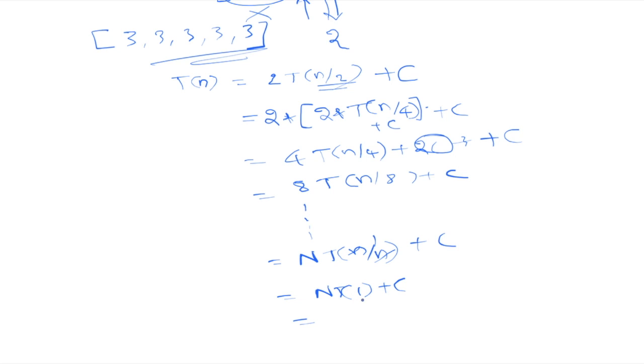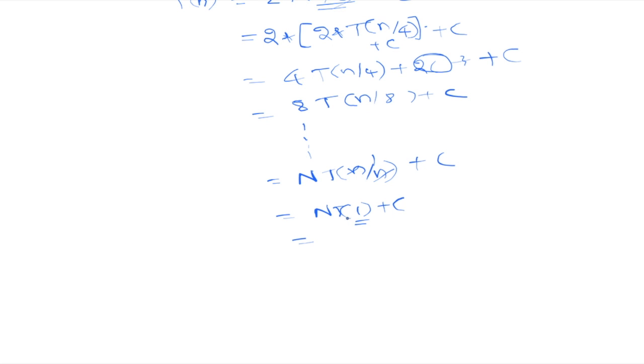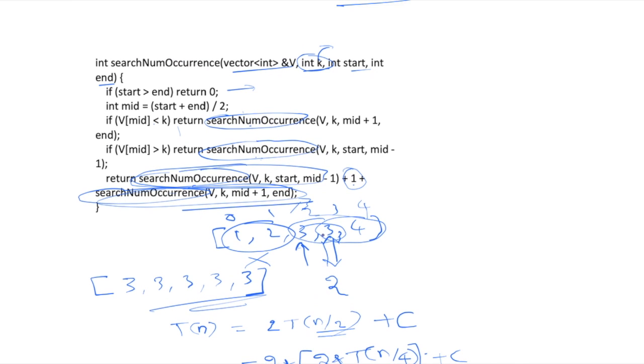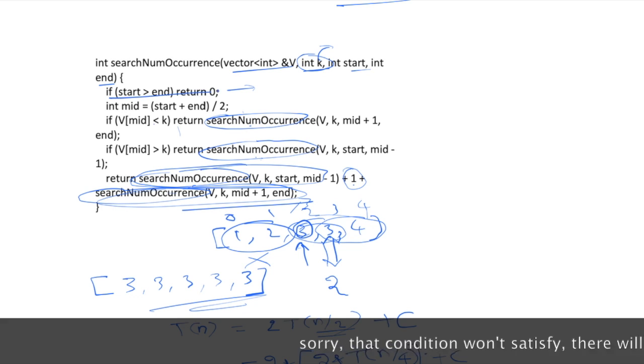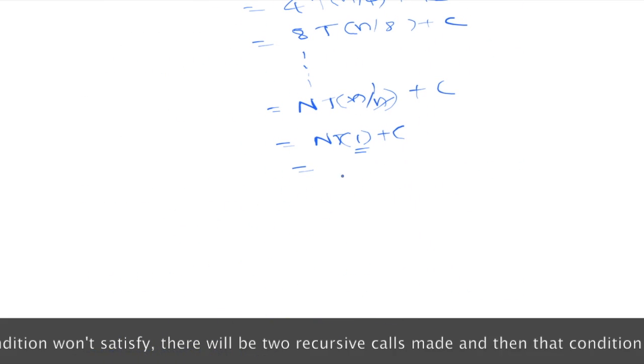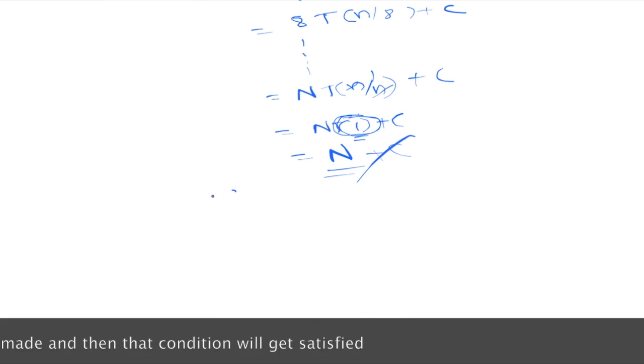So what is T of 1 here? T of 1 means in our code, when you are left with only one element, this condition will be satisfied and it will return, which is constant time. So we can say big O of n.